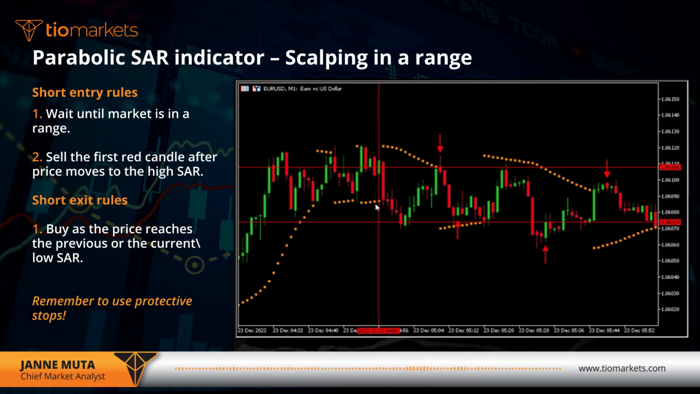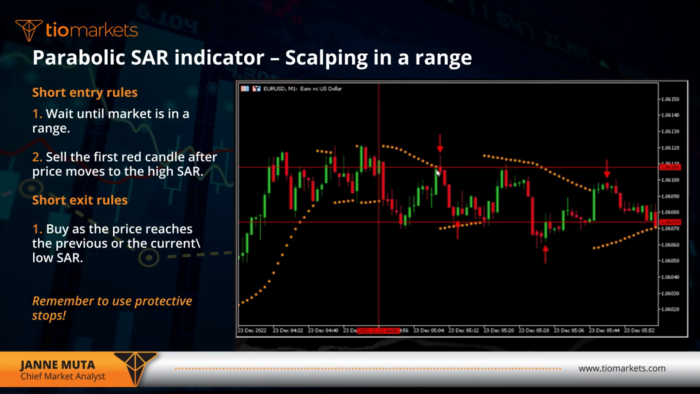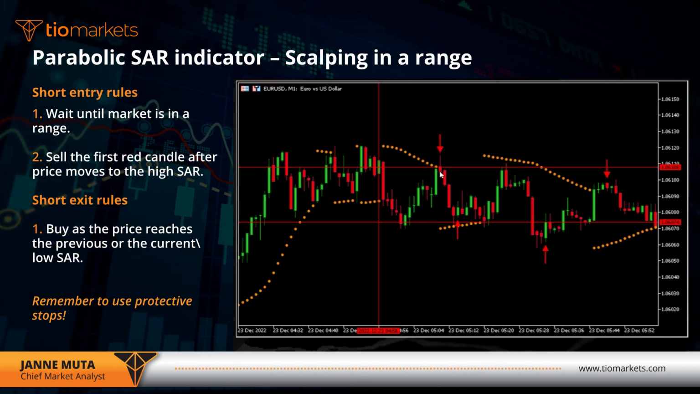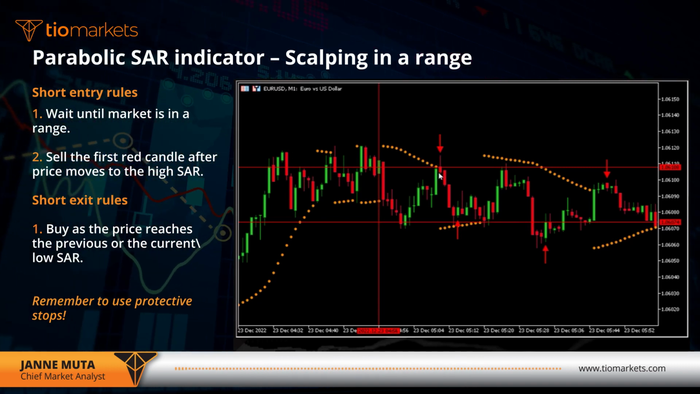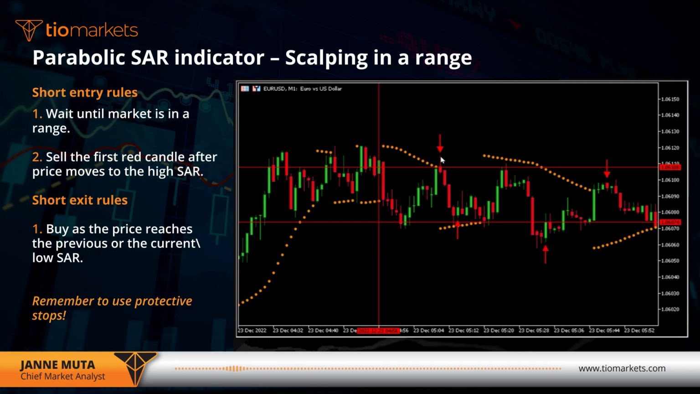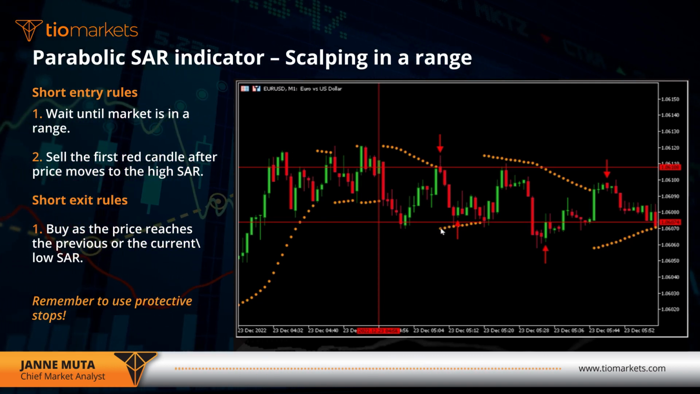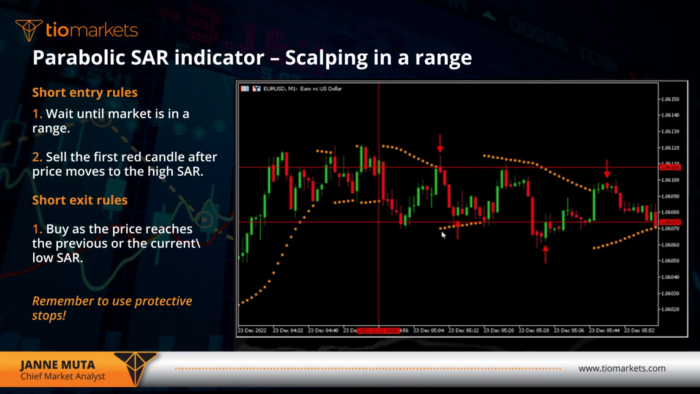Then we sell the first red candle after the price moves to the high SAR. Here we have a reaction to the downside. We sell this candle, and then the short exit comes when the price moves to the SAR value down here. So that's when you exit the market.